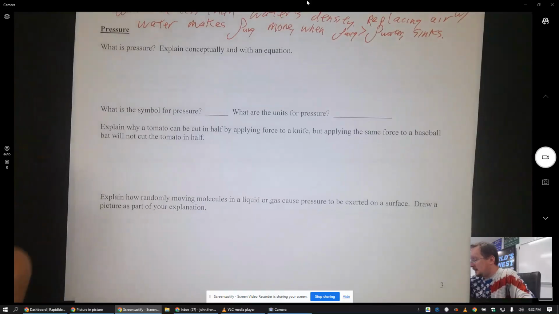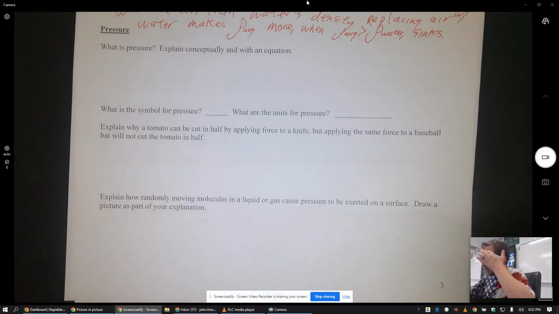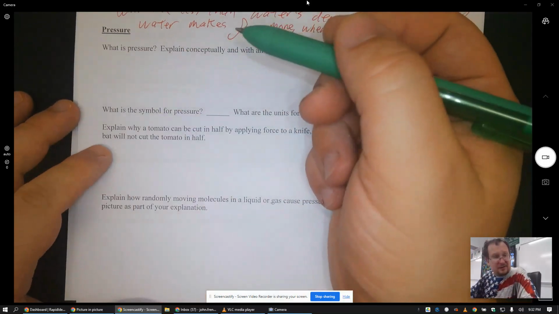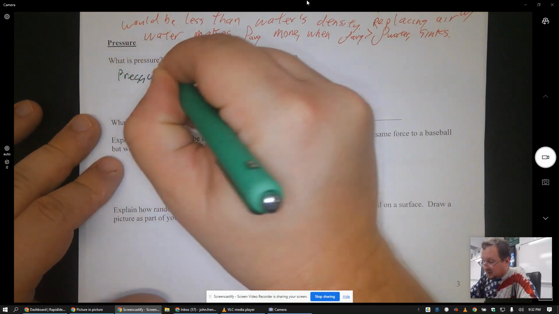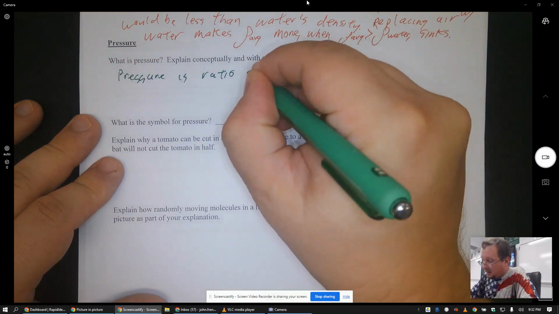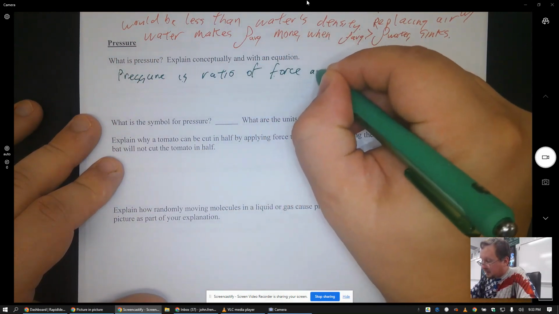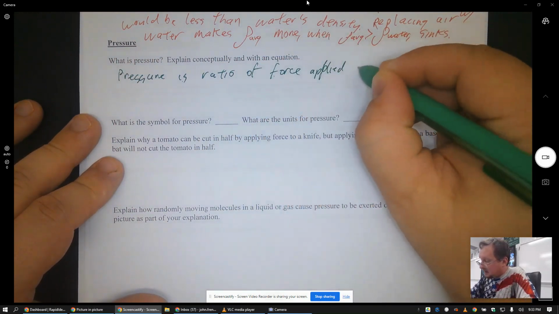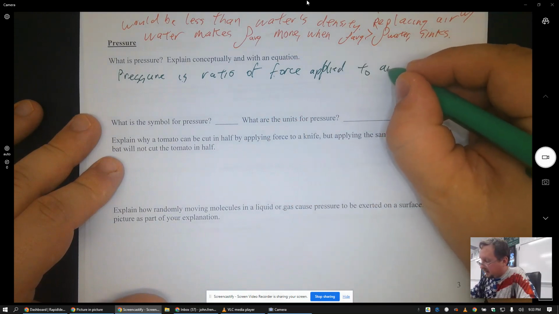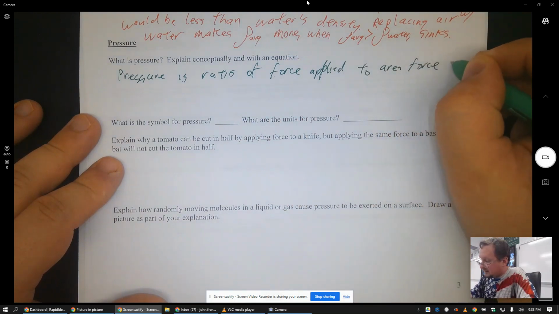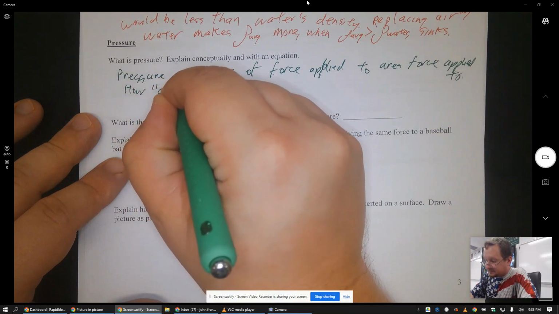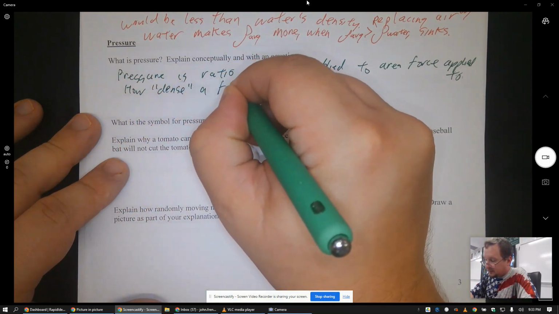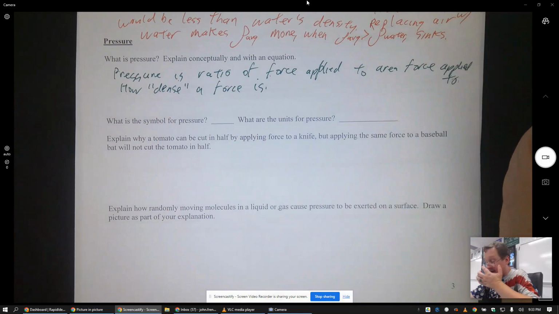All right, we're going to talk about a little bit of pressure here. So, what do you want to say pressure is? It's kind of the ratio of the force applied to the area the force is applied to. I don't know, it's kind of like how dense a force is. It's kind of a force density in a way.